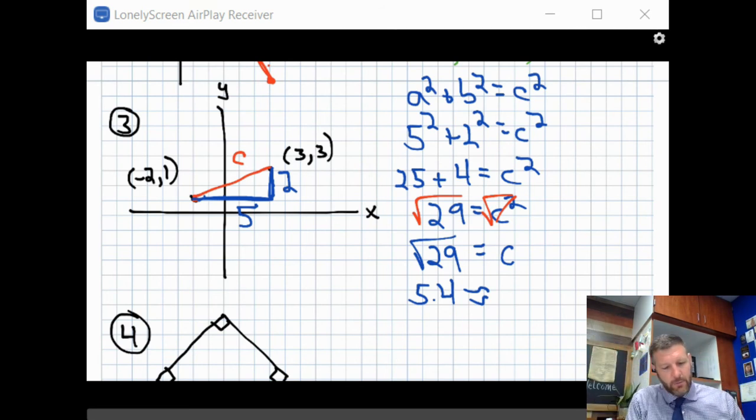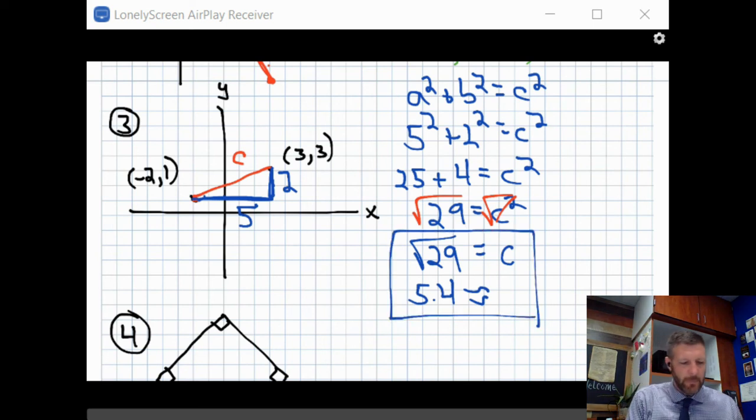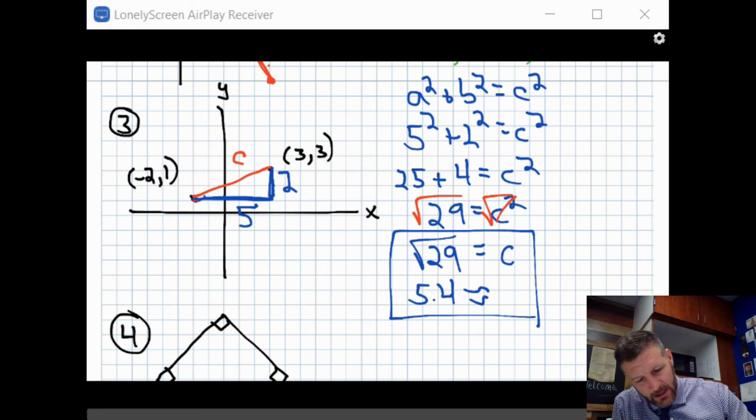That's going to be approximately 5.4. So either of these can be my final answer. But what we just did is we created the horizontal difference and the vertical difference as the legs of a right triangle. Because the question asked, how do we do this?